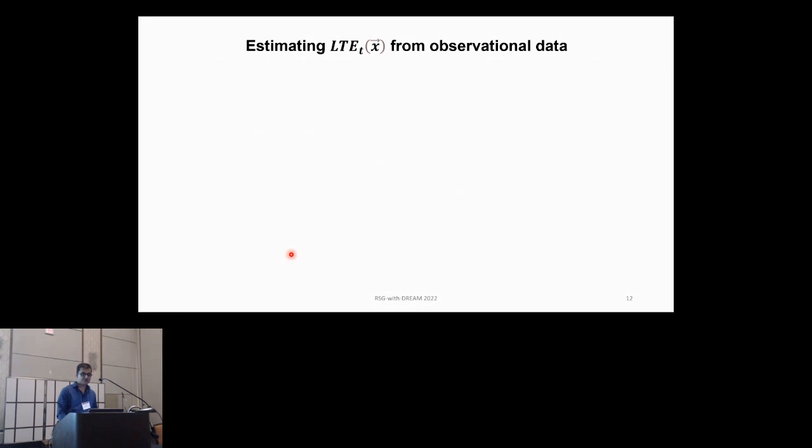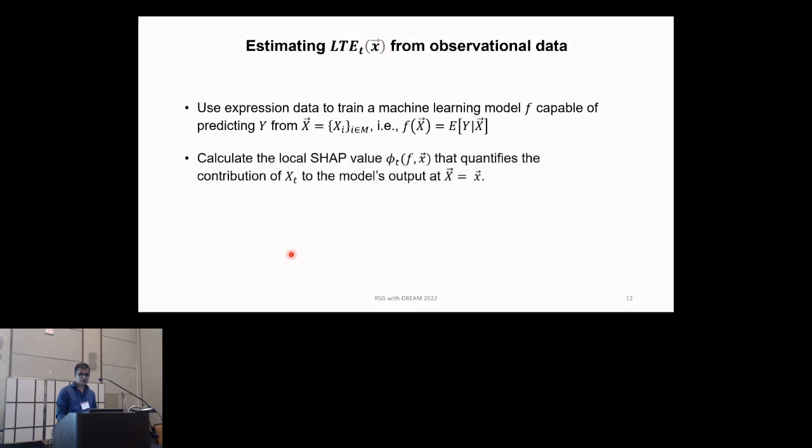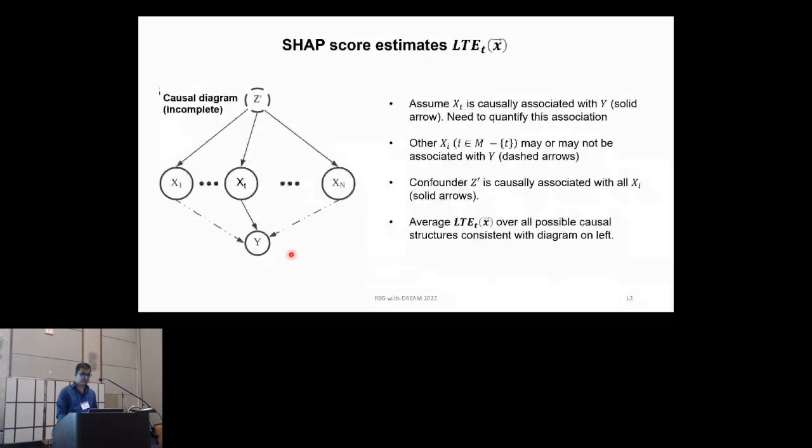Now we move over to observational data with the goal of estimating this local treatment effect, or LTE. First, as you might expect, we train an ML model to predict the target gene's expression using TF expression. Then we use the local SHAP score to quantify the contribution of the XT, each transcription factor T, to the model's output for the sample X. And that's it, because we proved that this local SHAP score is an estimate of the LTE we defined in the previous slides.